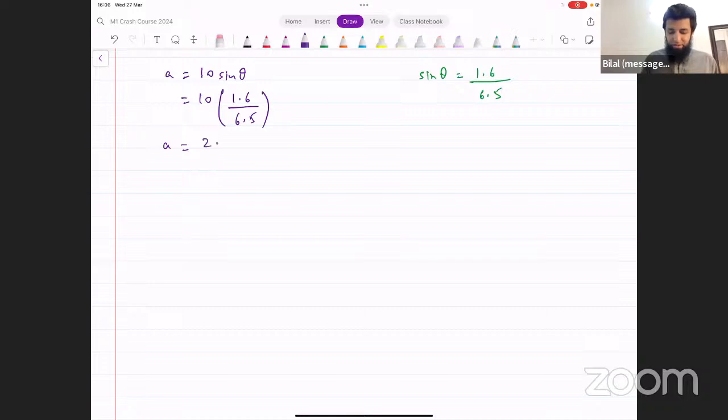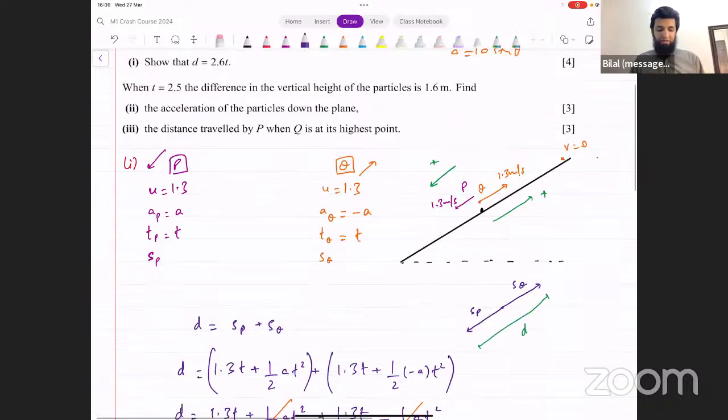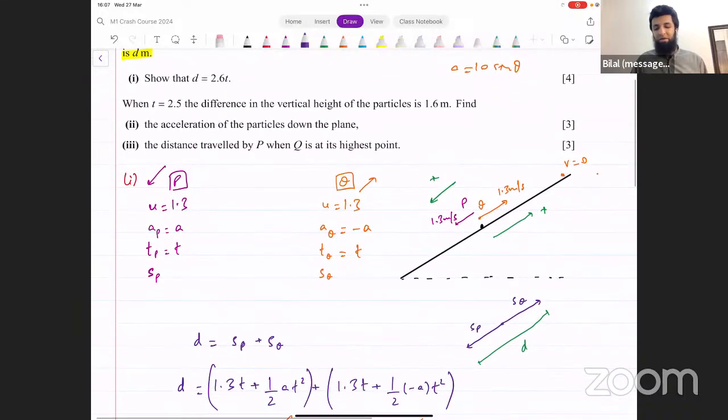Acceleration is 2.46 meters per second squared. That's the acceleration that we get. That's what we have to find in this part. Now in the next part it says, find the distance traveled by P when Q is at its highest point.